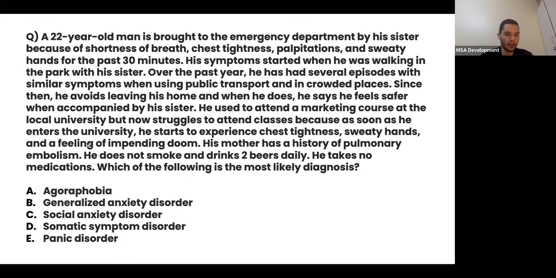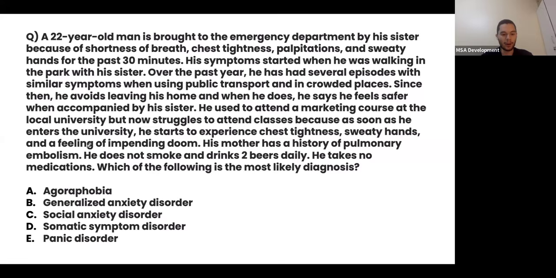Over the past year, he has had several episodes with similar symptoms when using public transport and in crowded places. Since then, he avoids leaving his home, and when he does, he says he feels safer when accompanied by his sister. He used to attend a marketing course at the local university, but now struggles to attend classes because as soon as he enters the university, he starts to experience chest tightness, sweaty hands, and a feeling of impending doom. His mother has a history of pulmonary embolism. He does not smoke and drinks 2 beers daily. He takes no medications. Which of the following is the most likely diagnosis?